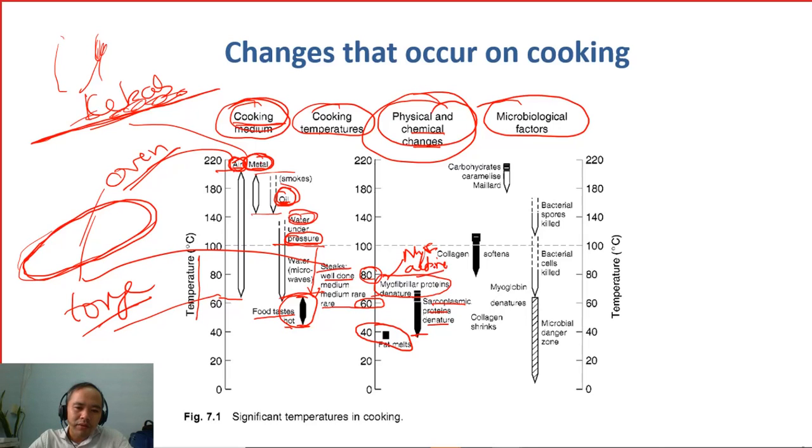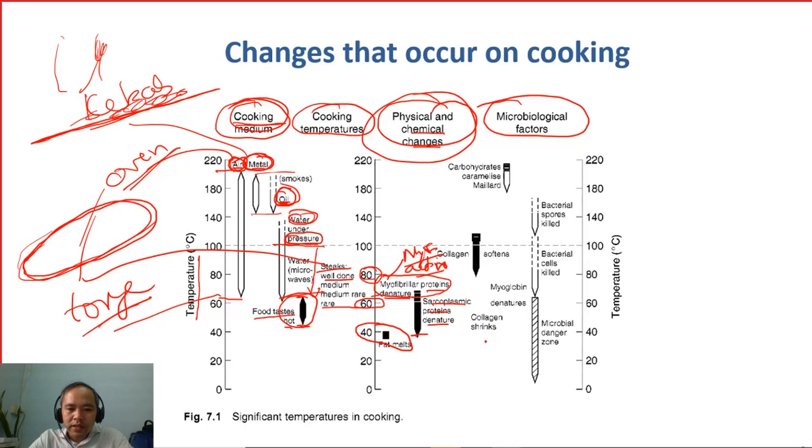So we talk a lot about this already. Here you just remember that myofibrillar proteins are less sensitive to heat to be denatured compared to sarcoplasmic proteins. Normally, soluble proteins are more sensitive to heat.